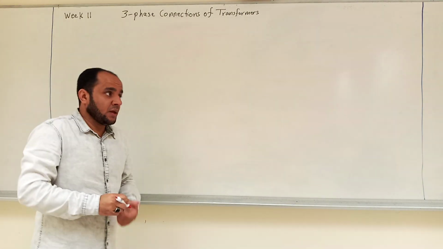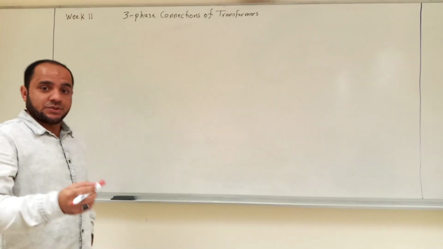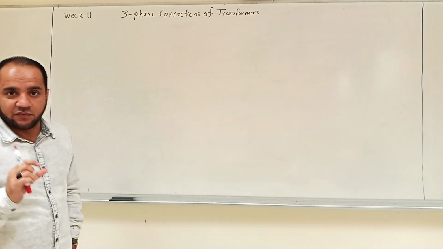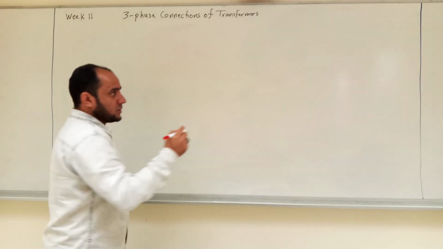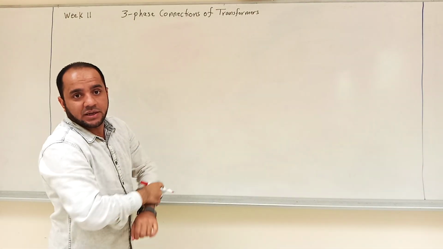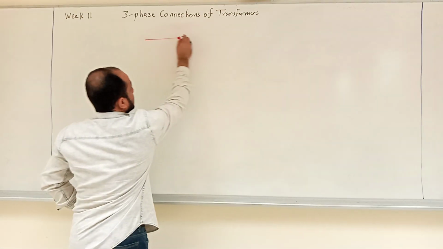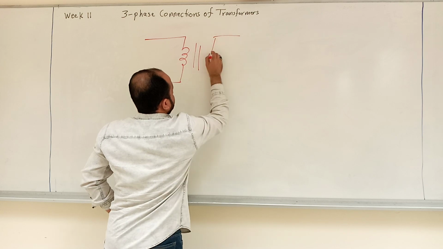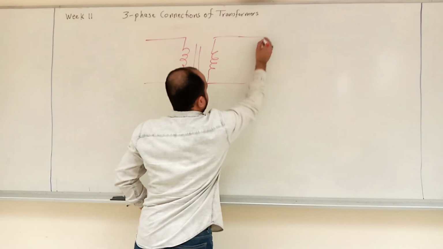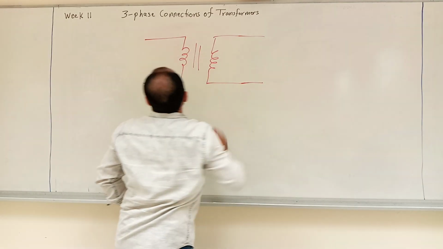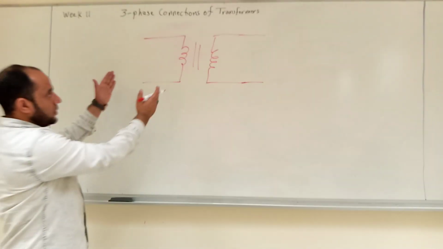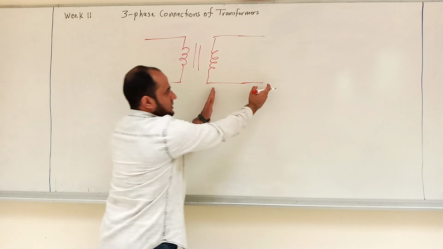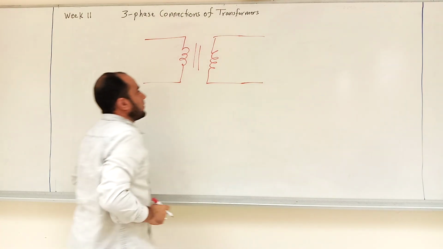Good morning. So in last week's lectures, which are already posted on Blackboard, we talked about single phase transformers, right? The equivalent circuit of an ideal single phase transformer is basically two sides. That's a coil, and this is another coil, and here we are drawing two sides. Now this side is called the primary side of a transformer, and this side is the secondary side of the transformer, right?